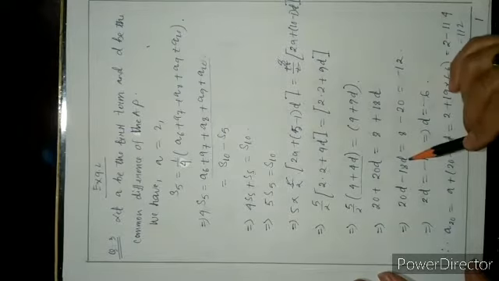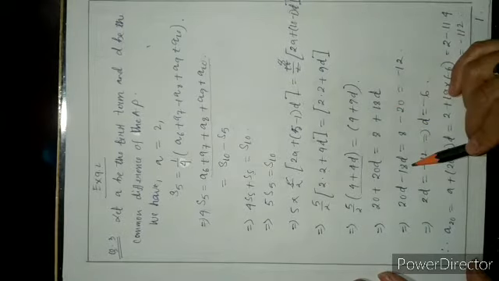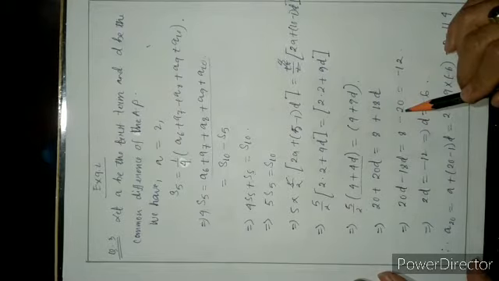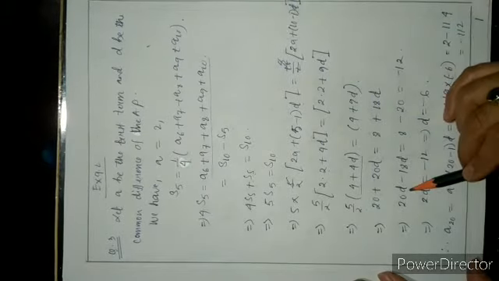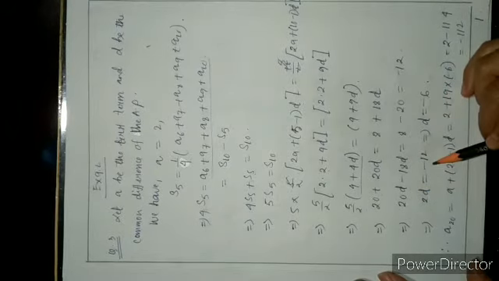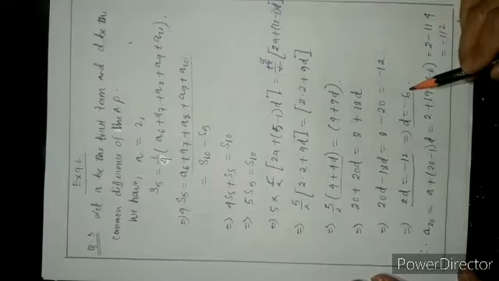Then separate the terms containing D and the constant. 20D, 18D transposed is minus 18D, and 8 transposed is minus 20, and their difference is equal to -12. 20D minus 18D is equal to 2 times of D equals to -12. Now dividing both sides of the equation by 2, we have the value of D is equal to -6.